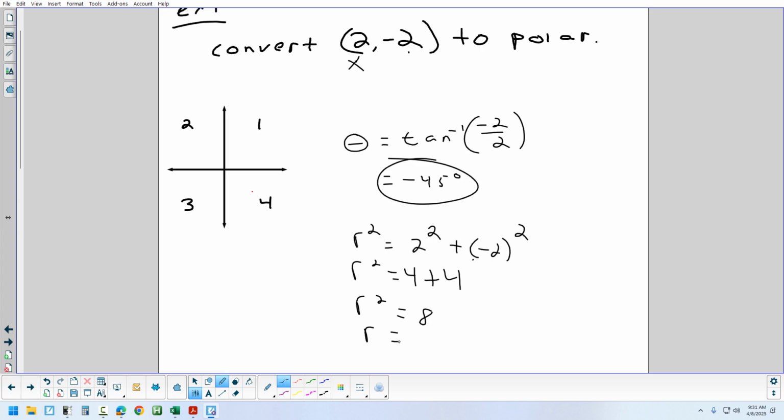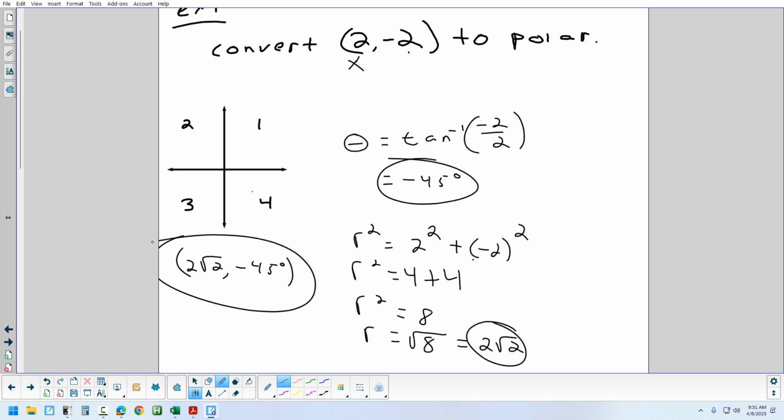So what do we have to do to get rid of squaring? We have to take the square root. So r is the square root of 8. Or if you simplify it, 2 root 2. Okay, so one way you could see this answer, like say it was multiple choice, I could write 2 root 2, comma, negative 45 degrees. That is correct.